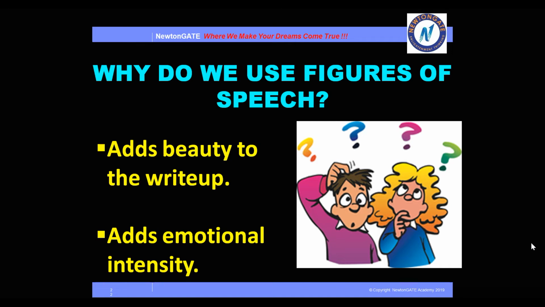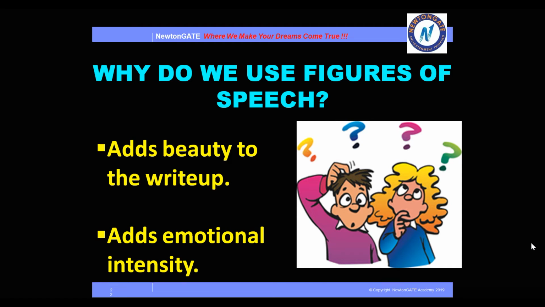Now, why do we use figures of speech? First is, it adds beauty to the writing. Now, how do figures of speech add beauty to the write-up? If you think of a write-up without any figures of speech, it will appear very uninteresting, isn't it? But if you find a write-up with plenty of figures of speech, metaphors, similes, onomatopoeia and alliteration, it will be fun for the readers as well, isn't it?